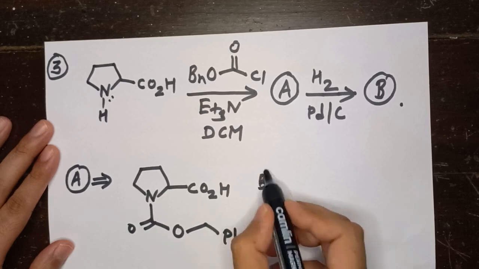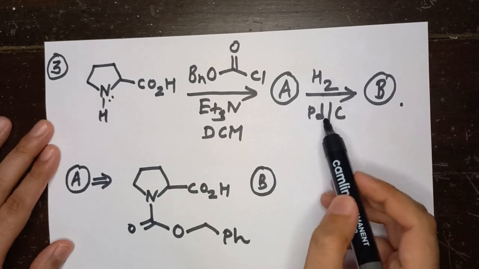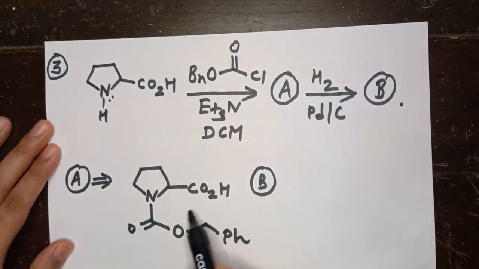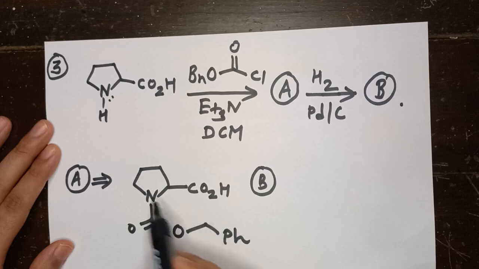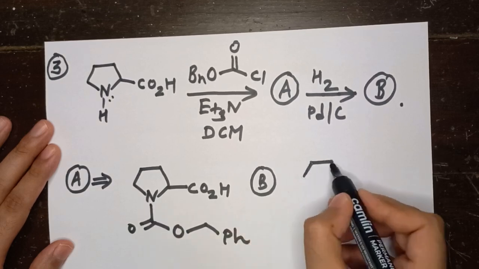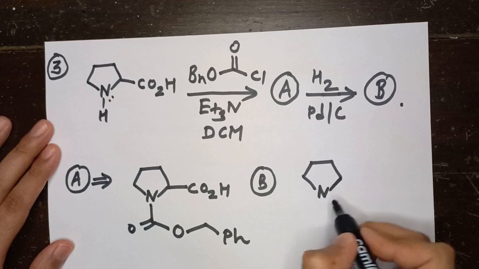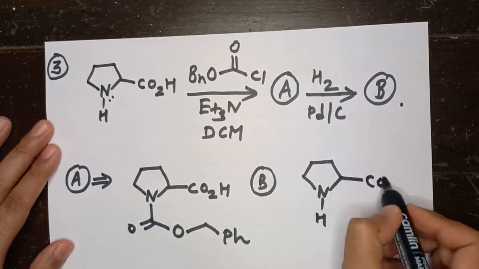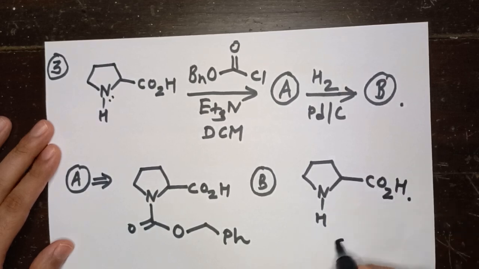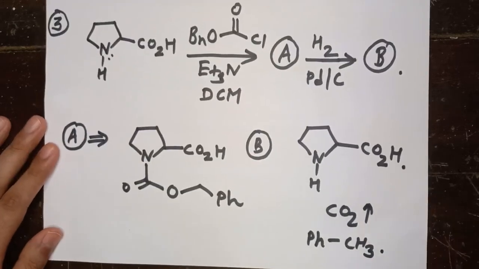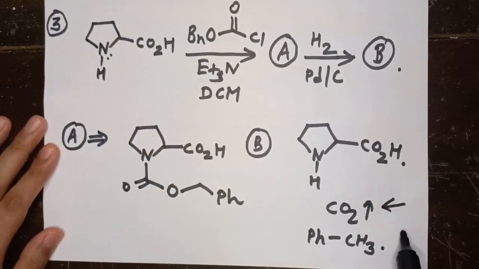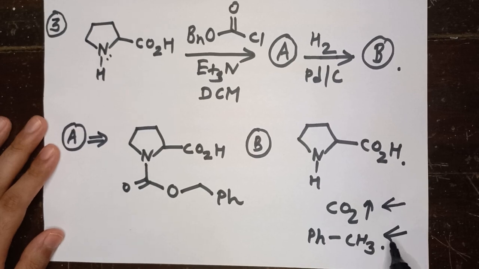Now what is the structure of B? So under hydrogen and palladium supported on carbon we are going to deprotect the benzyl group and we will regenerate the amine. And the byproducts are CO2 gas and toluene. Okay, so CO2 leaves as a gas, and we are also left with toluene as a solvent. Okay, now the fourth question.